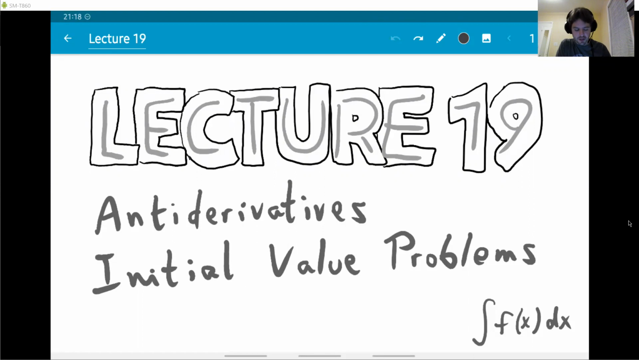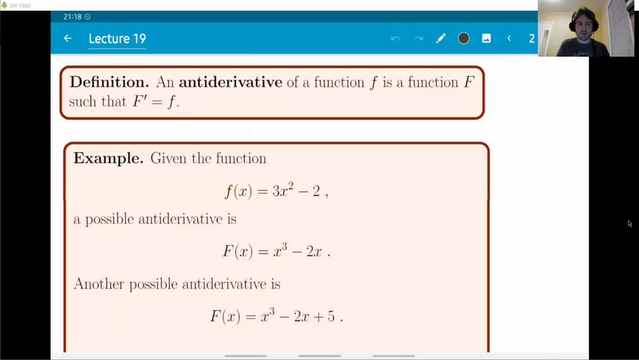The topic for today is antiderivatives and initial value problems, which are very much related. This is the symbol or equation for today. We're basically introducing the topic of integrals, though this is what's called an indefinite integral, and really we should be calling it antiderivative. So what is this all about?